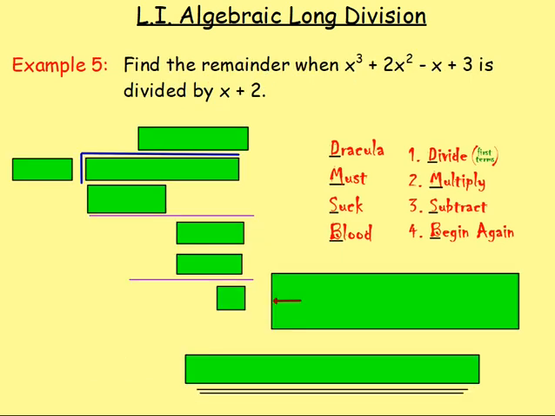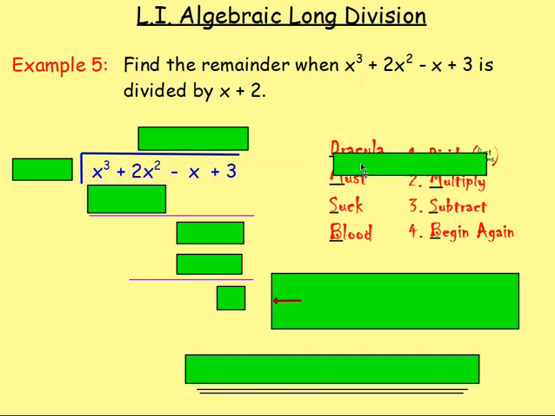Example 5. Find the remainder when x cubed plus 3x squared take away x plus 3 is divided by x plus 2. So doing this, once again, we're dividing by x plus 2. So you can write down the x cubed plus 2x squared, take away x plus 3, and we're dividing it by x plus 2. From there, Dracula must suck blood.